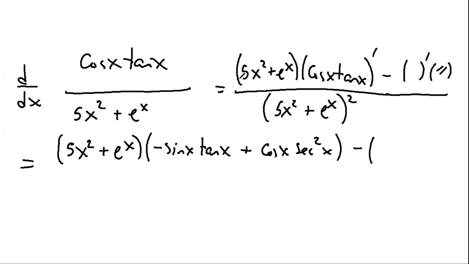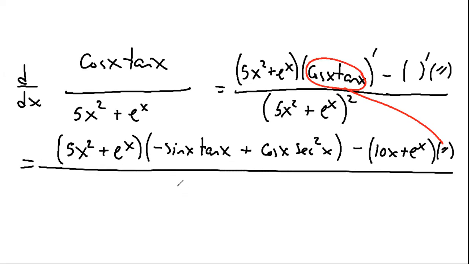Minus derivative of 5x squared plus e to the x, which is simply 10x plus e to the x, multiplied by this function. I'll just indicate what it is because I don't want to copy it here, right? And divided by the squared denominator. If I want to do something with this function afterwards, I might modify or continue solving it. But again, I indicated that I understand quotient rule. Good.